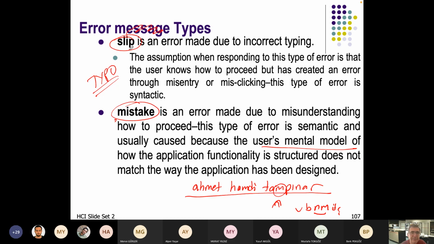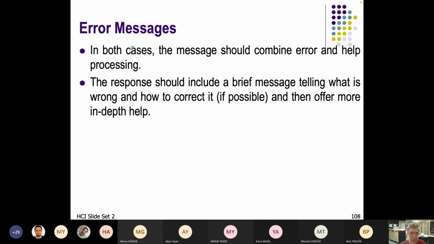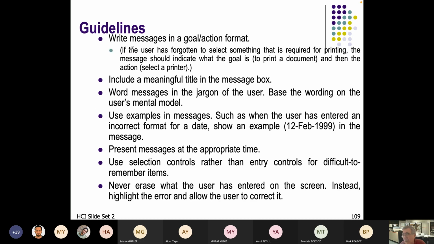And message designs are quite different when slips and mistakes occur. In both cases, the message should combine the error and help processing to overcome the error. The response should include a brief message telling what is wrong and how to correct it, and then offer more in-depth help. How to write that? Write those error messages in goal and action format.